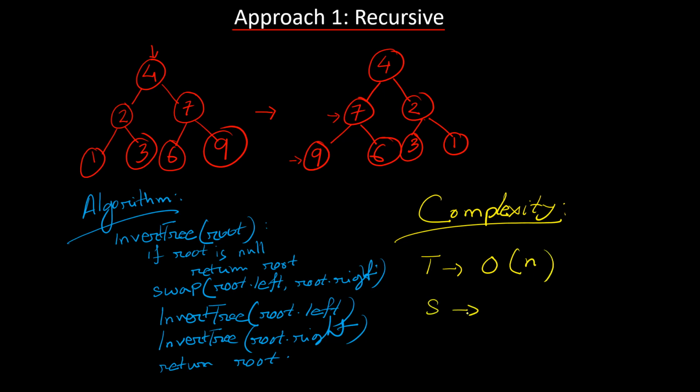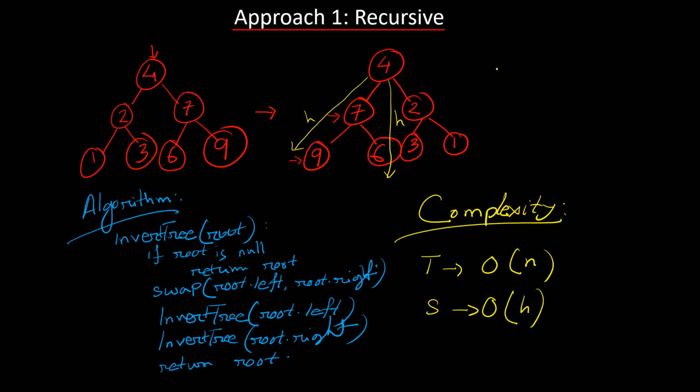A space complexity, we are creating a stack frame in every recursive call here, right? So at most in this tree we may have at most how many stack frames? So we can have 1 2 3, which is the height of the tree, right? This is the height of the tree. So space complexity is big O h. H is the height of the tree.